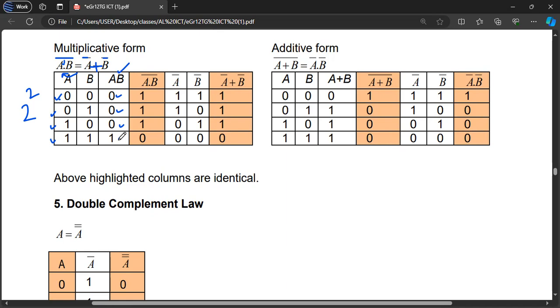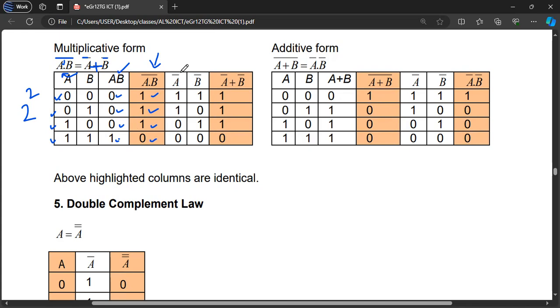Okay, dear, AND logic. (A dot B) whole thing bar means the opposite of AB is going to be (A dot B) whole thing bar. So here 0 means here it's going to be 1. Here 0 means here it's going to be 1. Here 0 means it's going to be 1. And here 1 means it's going to be 0.